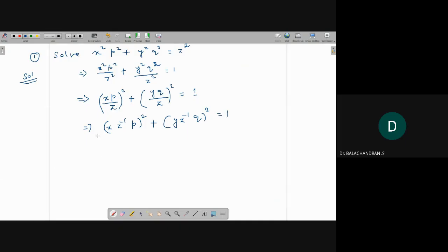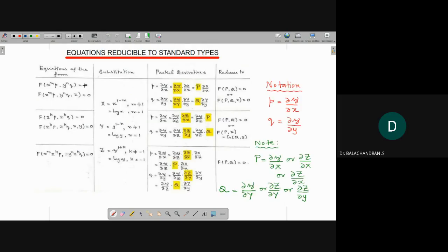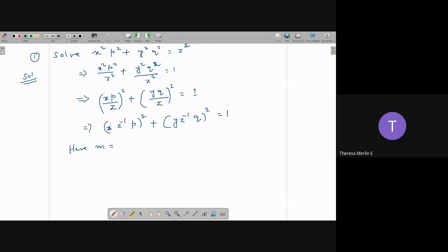Now what is m? M is the power of x. K is the power of z, and n is the power of y. So m is equal to 1 and n is equal to 1, that is the power of y. K is the power of z, which is minus 1.